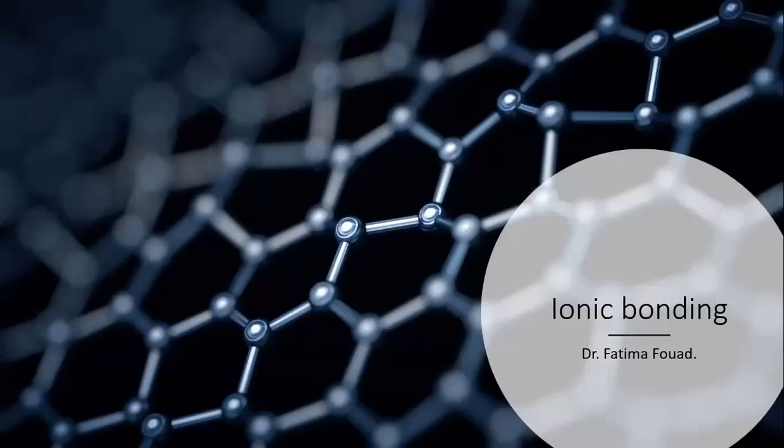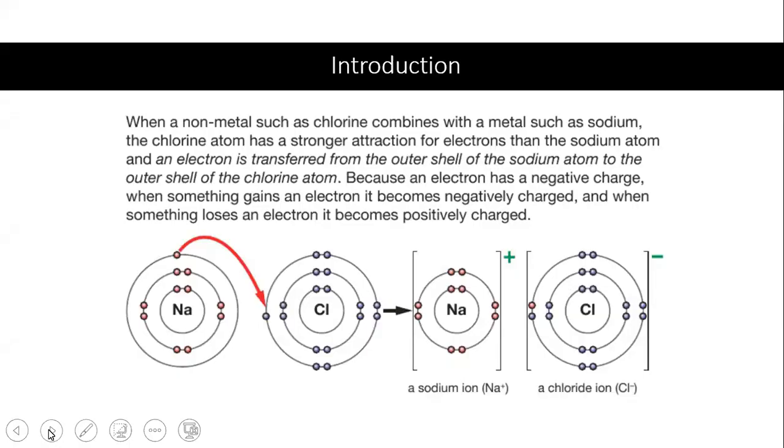All right, so let's go over our topic of ionic bonding, right? So before we start, we need to know what our ions are. So in the atomic structure, what we know is that the number of protons and the number of electrons are always going to be equal to each other.